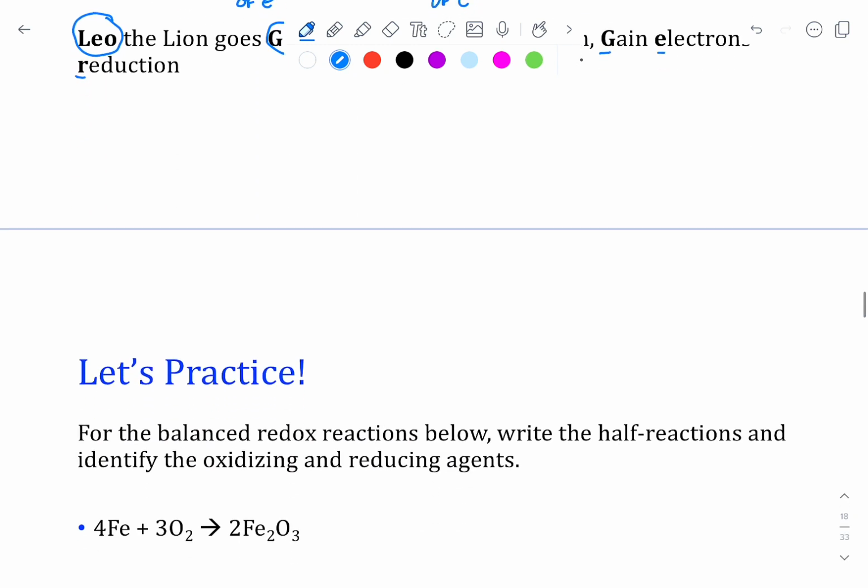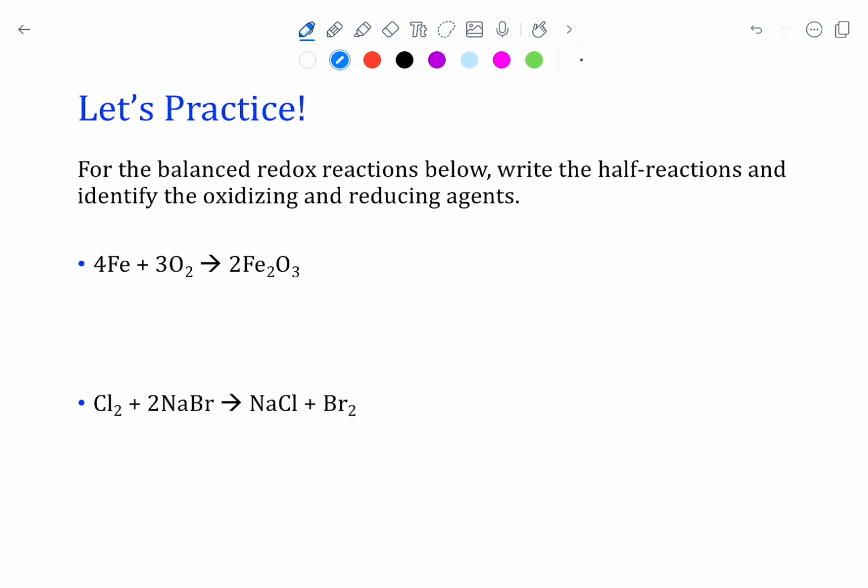So let's practice. For the balanced redox reactions, I'm going to change this, so feel free to change this in your own lecture notepad. I don't want to write the half reactions. We'll get to that later. And we're not going to identify, I guess we can identify the oxidizing or reducing agents. But what I want us to do first is just identify what is being oxidized and reduced.